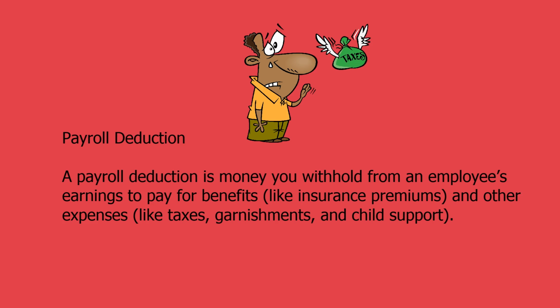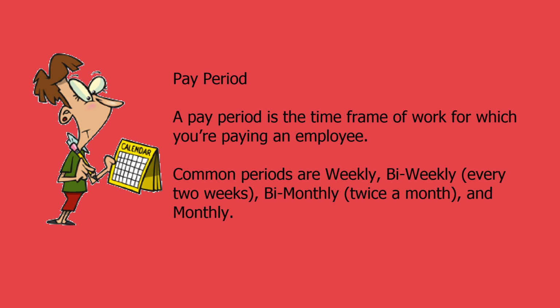Payroll deduction. A payroll deduction is money you withhold from an employee's earnings to pay for benefits, like insurance premiums, and other expenses, like taxes, garnishments, and child support. Pay period. A pay period is the time frame of work for which you're paying an employee. Common periods are weekly, bi-weekly every 2 weeks, bi-monthly twice a month, and monthly.